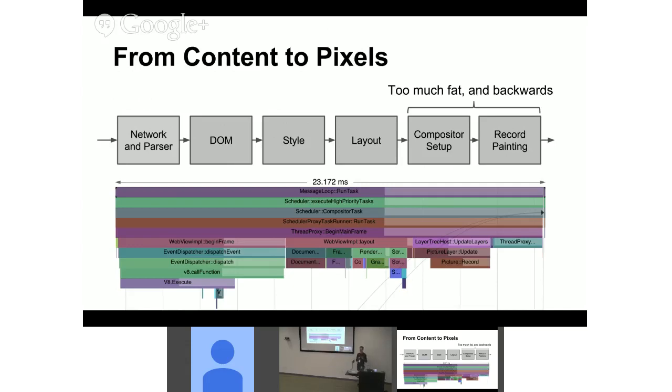So this talk, Slimming Paint, is about the last two steps there, where there's just really too much fat, and in fact, where it's backwards. After layout, we should do painting and recording, and then the compositor should do compositing setup. The information is in the wrong place. At the bottom is a trace, and what we're talking about is everything from here through to here. This is layout code here. This is assigning layers. This is recording drawing commands. And then off to the right.